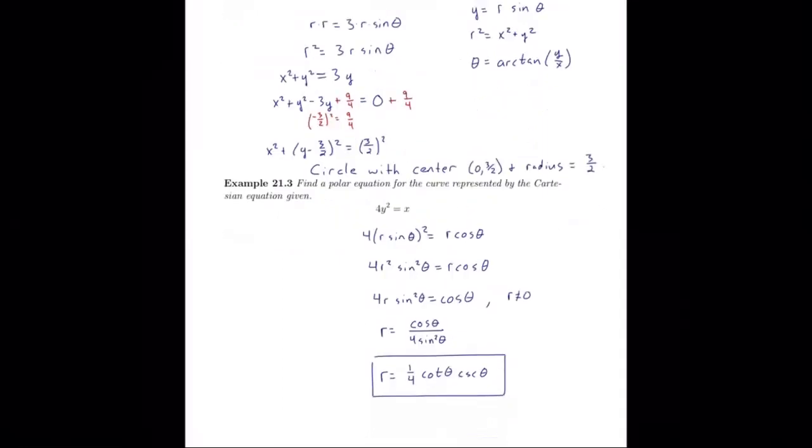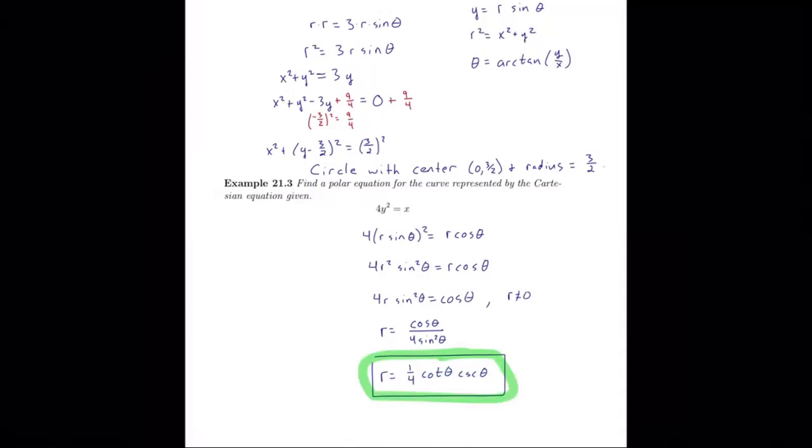Next up, find a polar equation for the curve represented by the Cartesian equation given. So we have 4y squared equals x. These are quite a bit easier. All we have to do is say y is r sine theta, x is r cosine theta, and see if we can solve for r before we're done with this. Well, it's a pretty straightforward process to solve for r. Note that when we get here, we have cosine over sine squared theta with a 1/4. Cosine theta over sine theta is cotangent theta. There's an extra 1 over sine theta, so that's cosecant theta. And we arrive at this polar representation of that Cartesian equation.